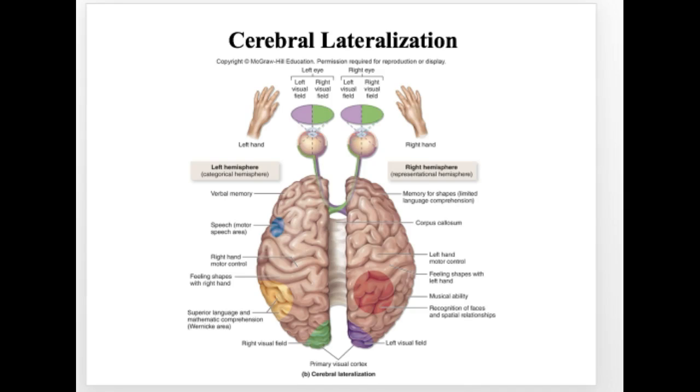Cerebral lateralization is a topic that we will cover in depth in the chapter on hemispheric specialization. For the most part, the two sides of the cerebrum exhibit differences in higher order functions. The categorical hemisphere is usually the left hemisphere, which is specialized for language abilities and functions in categorization and analysis. This is where Broca's speech motor area is, as well as Wernicke's speech comprehension area.